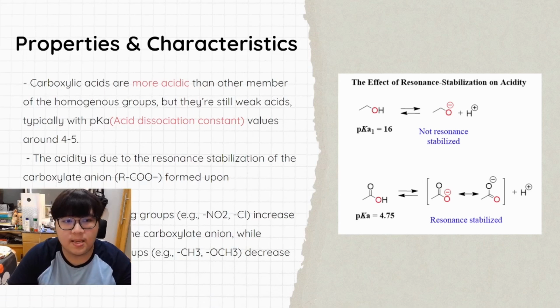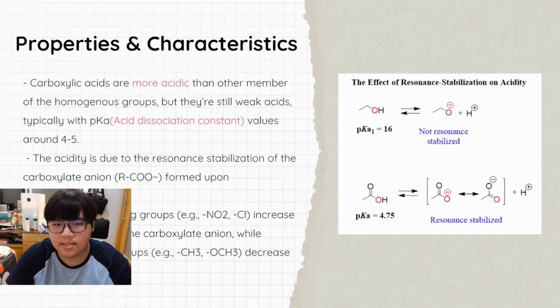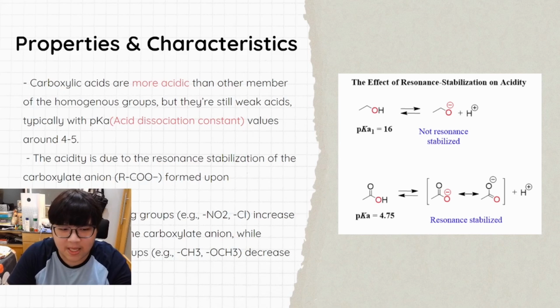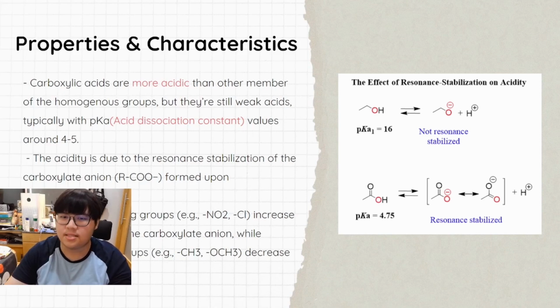Now I'm going to talk about the properties and characteristics of carboxylic acid. We can see that carboxylic acids are more acidic than the other members of the homologous group because of the resonance stabilization of the carboxylate anion formed upon deprotonation, but they're still weak acids because they have pKa values of around 4 to 5. Electron withdrawing groups can increase its acidity by stabilizing the carboxylate anion, while electron donating groups can decrease its acidity.